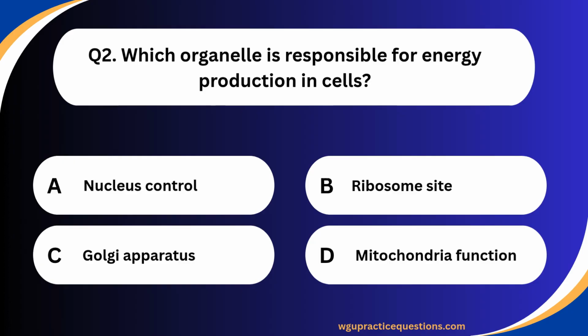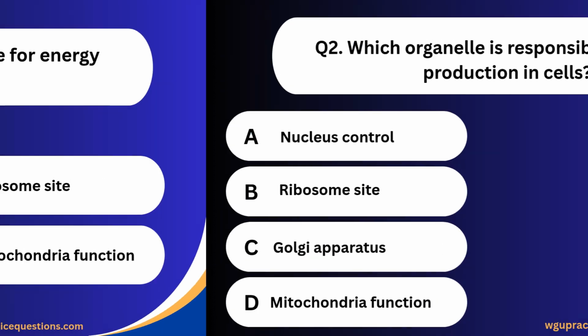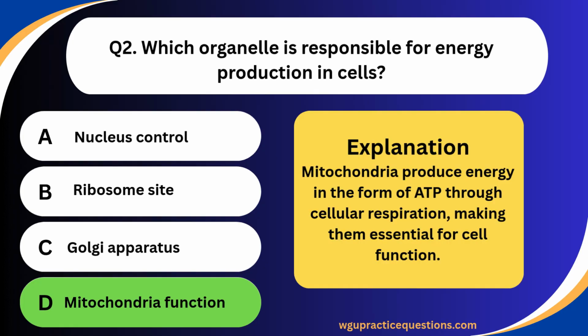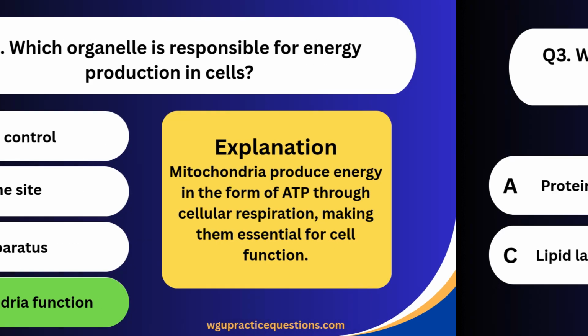A. Nucleus control. B. Ribosome site. C. Golgi apparatus. D. Mitochondria function. Which one is the correct answer? The correct answer is D. Mitochondria function. Explanation. Mitochondria produce energy in the form of ATP through cellular respiration, making them essential for cell function.